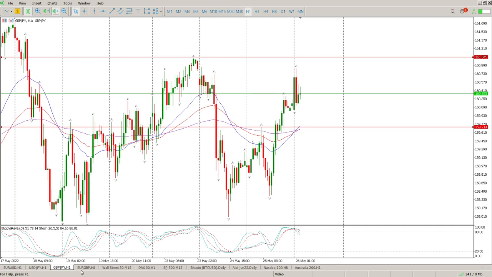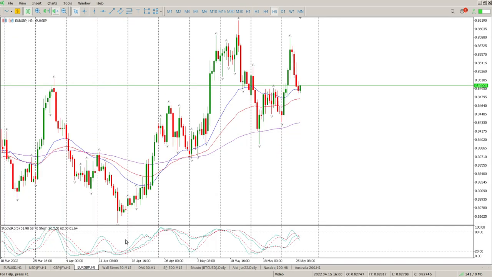So just pay attention to the open. London breakout could also work out quite nicely if it breaks above the morning high or the morning low, and that will give you the direction for the day of where it's going to go. Lastly, Euro British Pound.